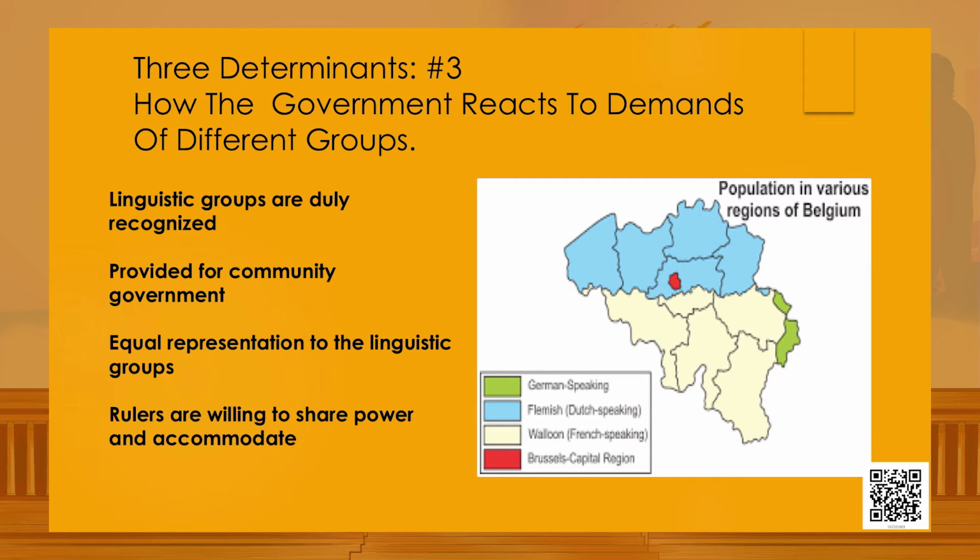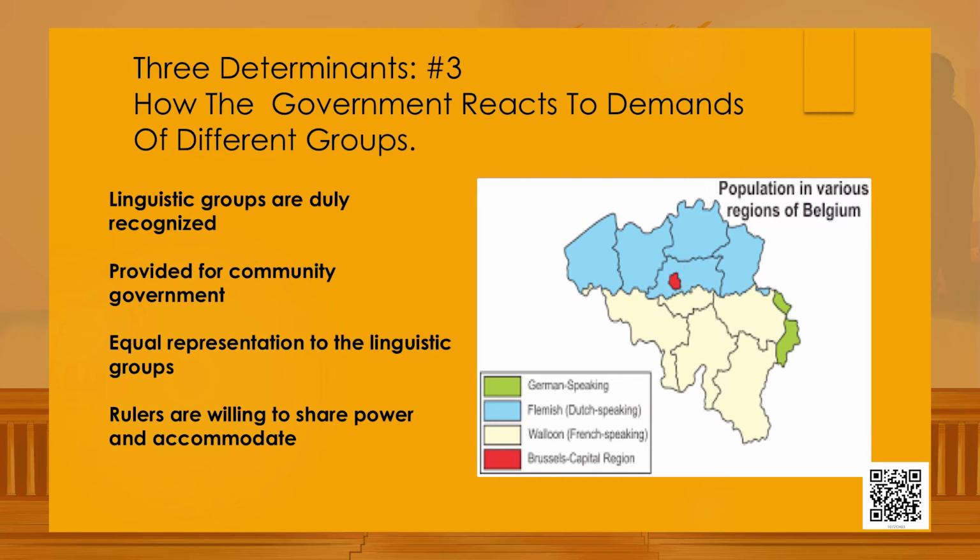The third factor is how the government reacts to the demands of different groups. As we saw in the example of Belgium, Belgium ensured that all linguistic groups are duly recognized and accommodated in its system of power sharing to prevent the outbreak of conflict in the society. It not only provided for a community government, but also equal representation to the linguistic groups in the central government.